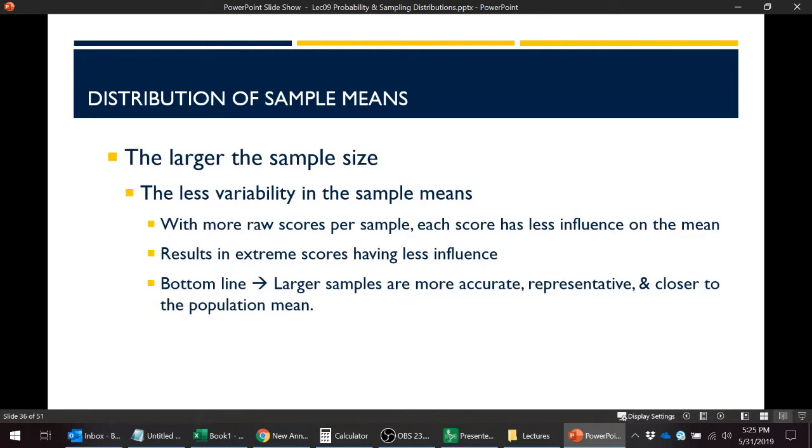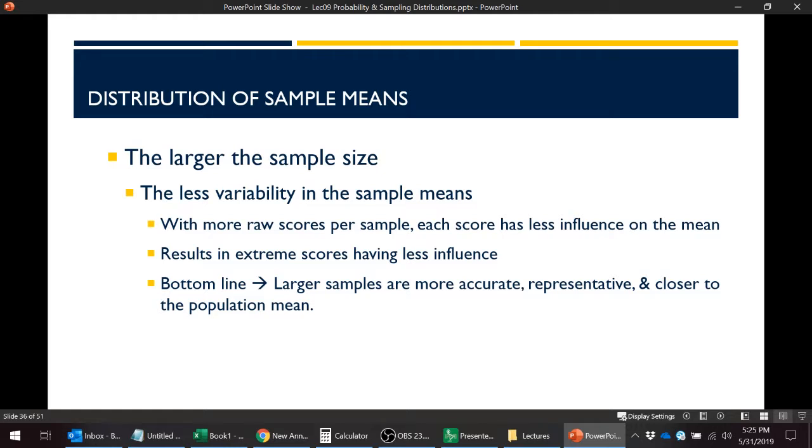Now, the larger the sample size that you have, the better estimates your samples will be of the population. So another way of stating this same exact thing is that you'll have less variability in your sample means when the sample size is larger. Now, there are a couple reasons for this, but the biggest one is that the larger the sample size, the less any one individual score affects the mean.